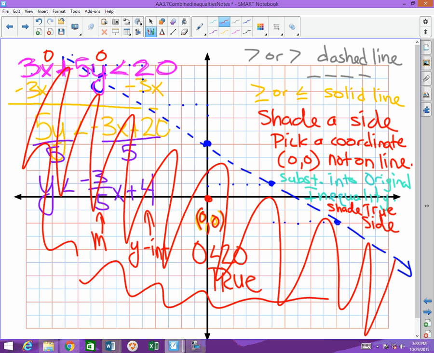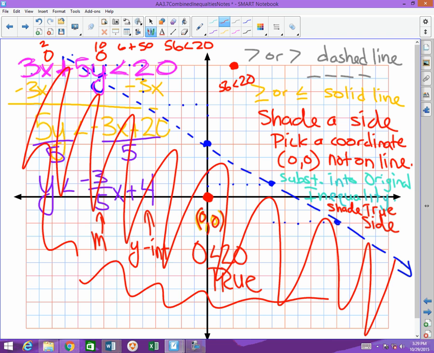If you were to pick a coordinate up here, like say 2, 10, and substitute 2 for x and 10 for y, 3 times 2 is 6, plus 5 times 10, which is 50. So 56 would be less than 20. That is not true, so we don't want to shade this side because this is the false side. That's why you shade the other one. It doesn't matter where you pick your coordinate, you just always shade the true side. Like I said, 0, 0 is the easiest one to work with because you really don't have to do too much.